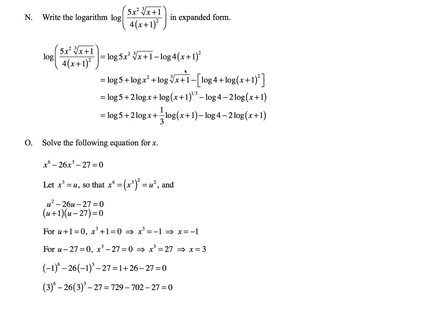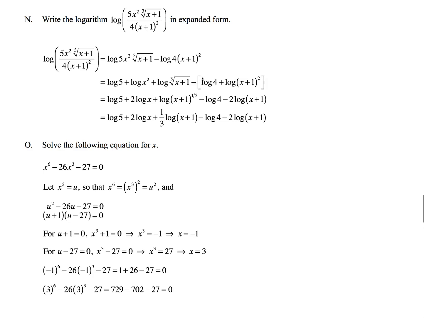decomposed somewhat. Now this logarithm is a product as well, so logarithm base 10 of 4 and a logarithm of the quantity x plus 1 squared. So we decompose that using the product rule, but I put another set of parentheses, brackets in this case, around that group because that subtraction applies to the entire logarithm here. So that's why this is inside another set of parentheses.